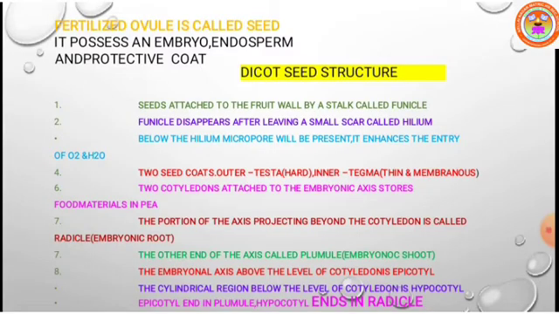The fertilized ovule is called seed. Dear students, you may remember, after the fertilization there are a number of changes that take place in the ovary. You know that ovary becomes fruit, ovule becomes seed. So we call the fertilized ovule a seed because it possesses an embryo, endosperm and a protective coat.